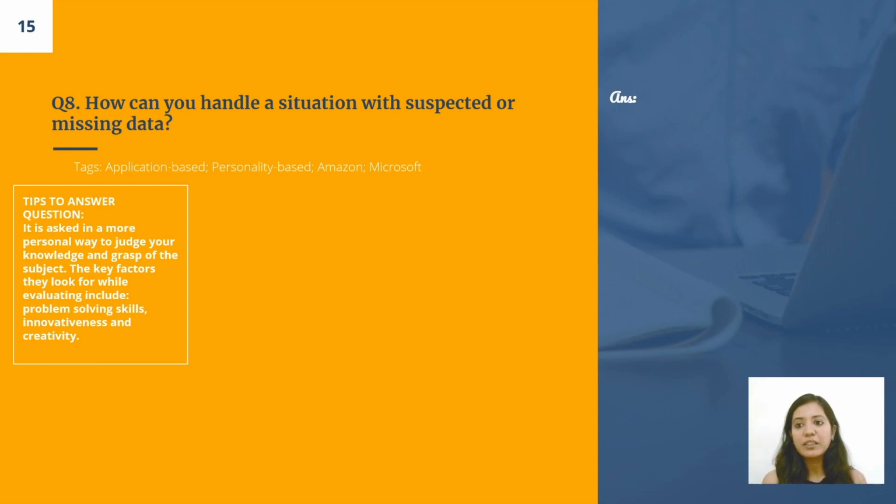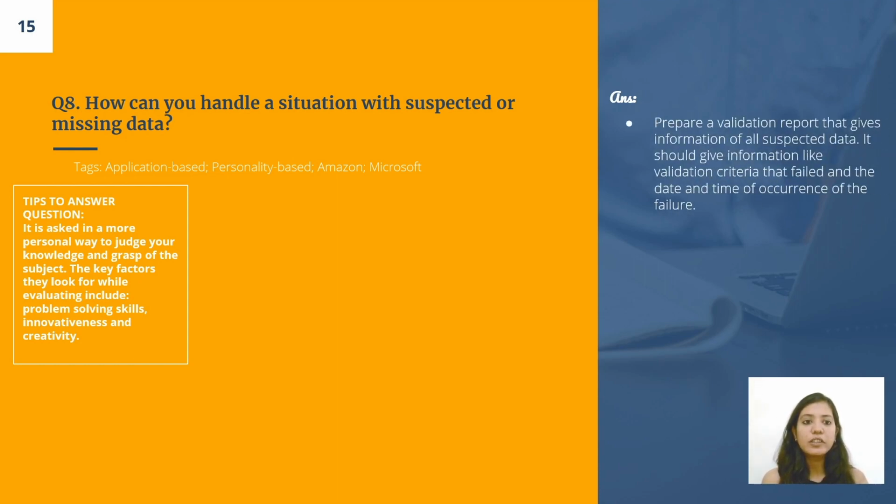Coming back to the question, how can you handle a situation with suspected or missing data? Since this has been asked in a more personal way, you would definitely want to give the answer a more personal touch by saying, this was an example where certain of my data was missing, and these were the steps I took to handle the situation. In the answer, I'll be taking you through the steps, but please remember, if you're asked how would you handle a situation, try to personalize the answer. Even if you don't have any experience, put yourself in the shoes of someone who you think is handling such a thing and try to answer in that way. It will definitely help. So let's move on to the answer.